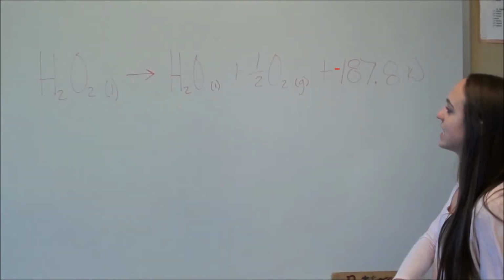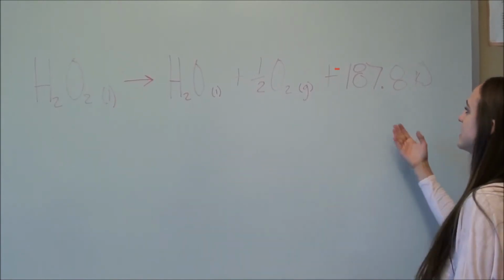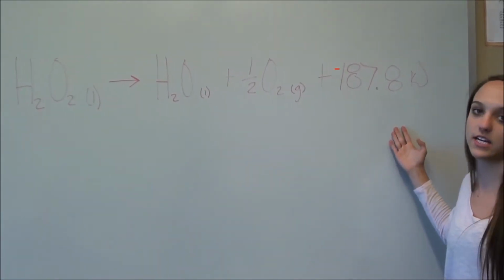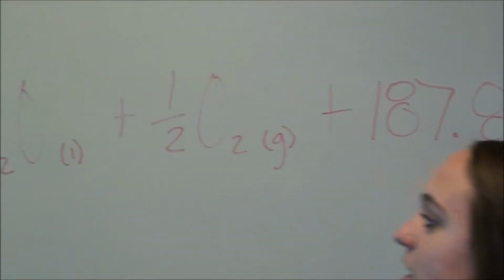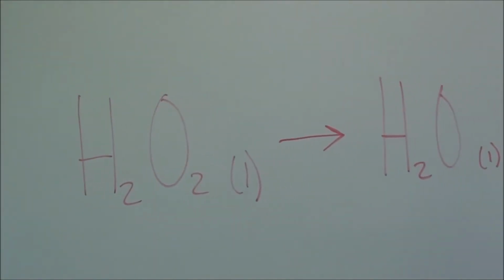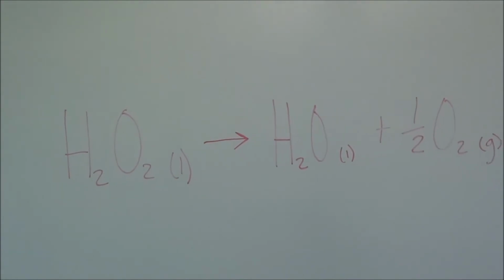So the delta H for hydrogen peroxide is negative 187.8. So it's an exothermic reaction, obviously, we just saw that. And so this is the delta H for if we had 1 mole of hydrogen peroxide, but we don't. We have 30% hydrogen peroxide.